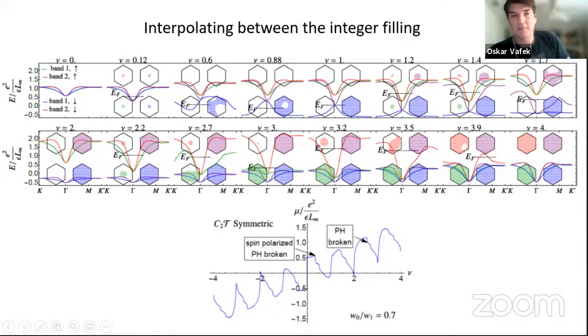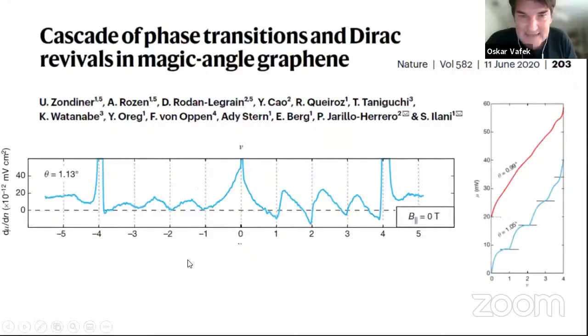Needless to say, Pablo's already mentioned this, these cascades have been observed in Shahal Ilani's group, which plots the inverse compressibility. You see the sawtooth asymmetry around each integer. And you also see this convex shape of the integrated chemical potential. So this is the chemical potential versus the filling. Here, this is almost incompressible, and then it gets flat here. In other words, it is highly compressible, sometimes even with a negative compressibility, as you see in detail here. So in my opinion, this can be explained using strong coupling, as I discussed.